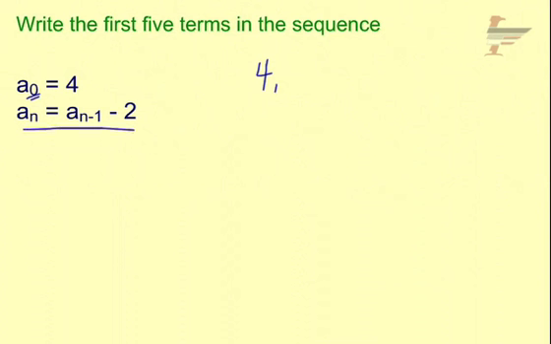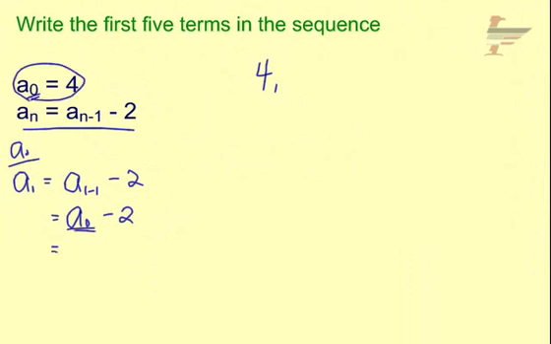So if we want to know a sub 1, because we started with a sub 0, so now let's get a sub 1. We're just plugging a 1 in for the n: a sub 1 minus 1 minus 2, which is a sub 0 minus 2. Well, what's a sub 0? We know that's a 4. So 4 minus 2, our next term is a 2.